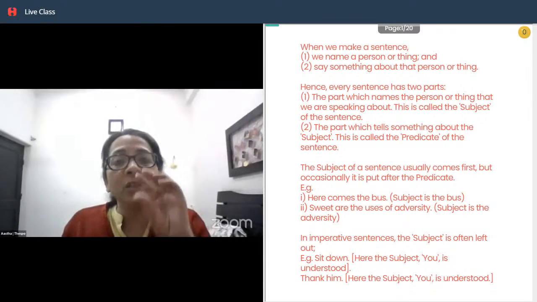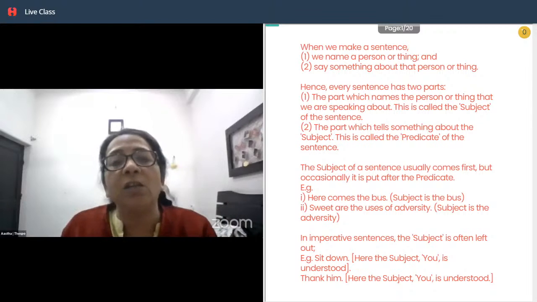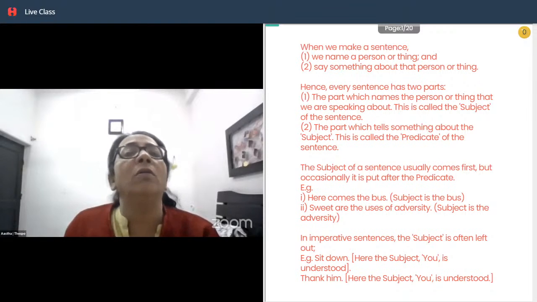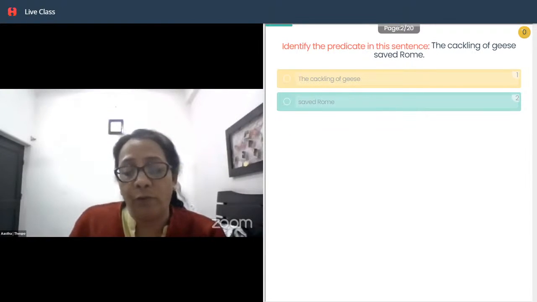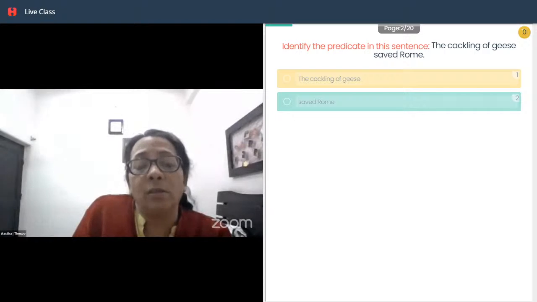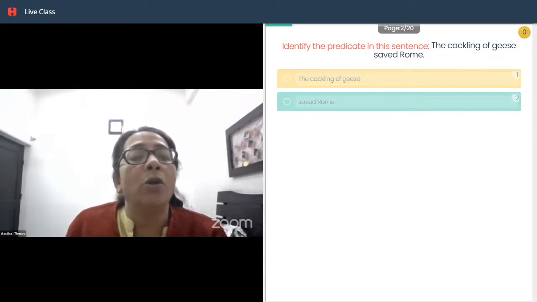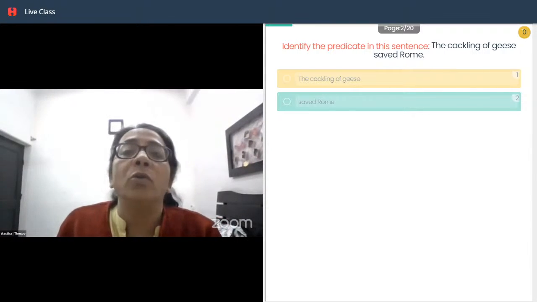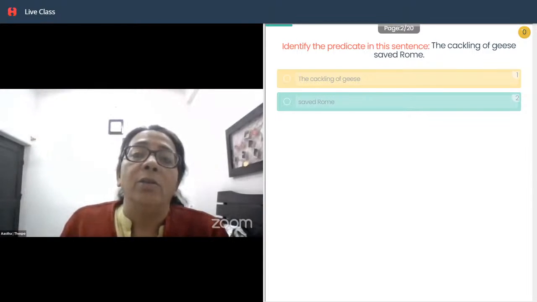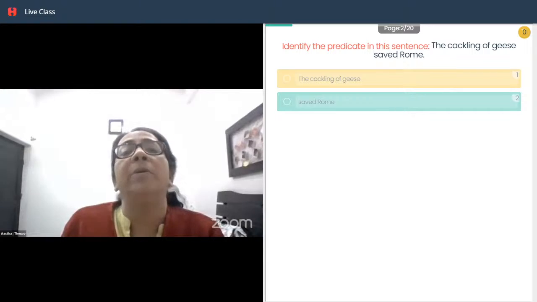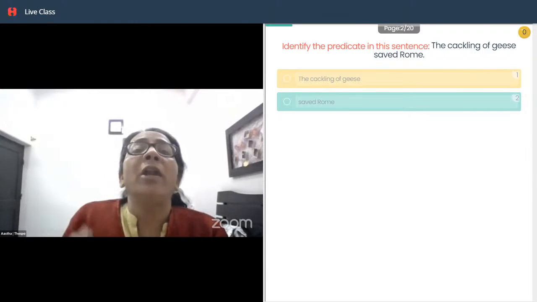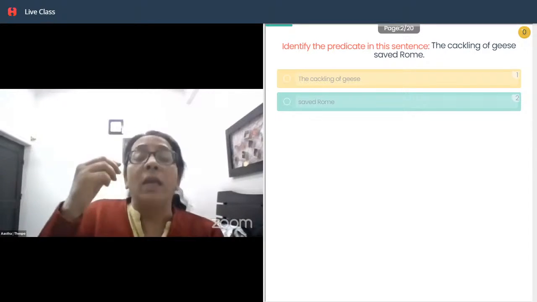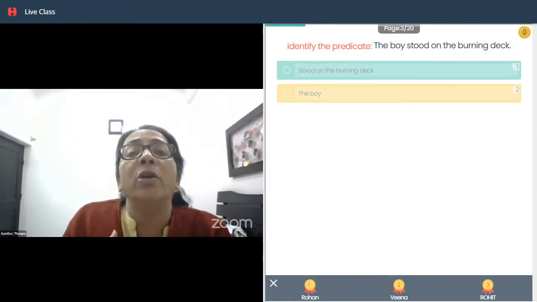So what you have to do, you need to first sort the subject. Because after subject and predicate, if this is not clear, you will not get cleared in your other grammatical parts. Now look at this sentence: The cocking of geese saved Rome. We are talking about the cocking of geese. We are stating that the cocking of geese, what happened by cocking of geese? It saved Rome. So saved Rome becomes my predicate, and I'm talking about the cocking of geese.